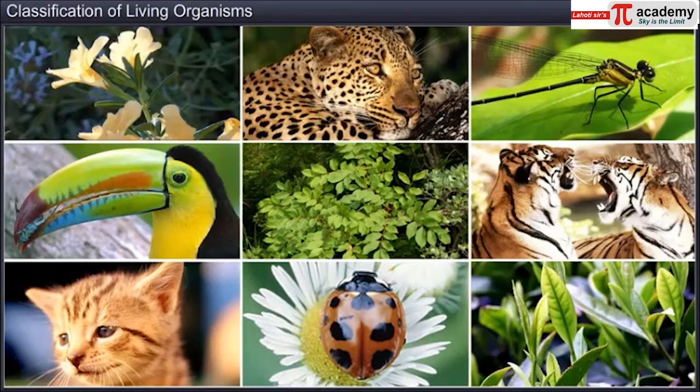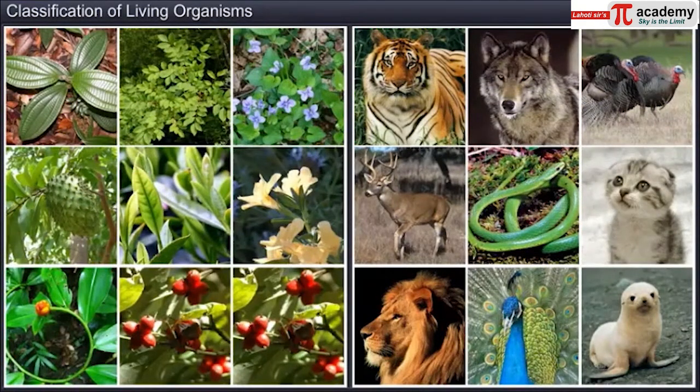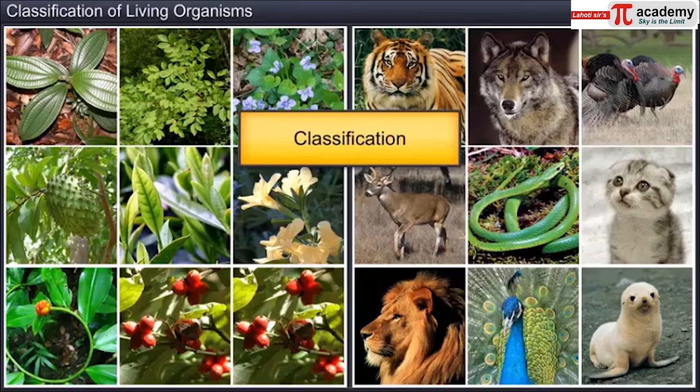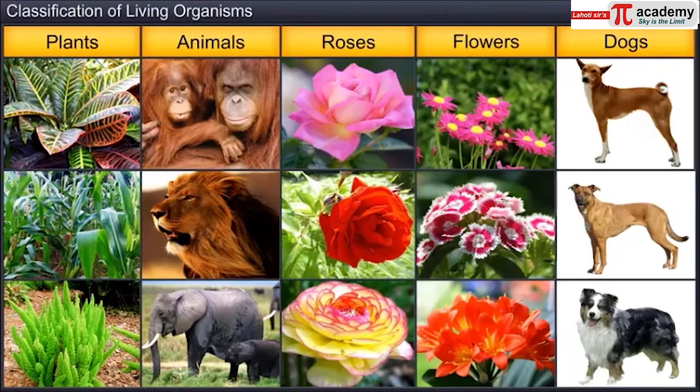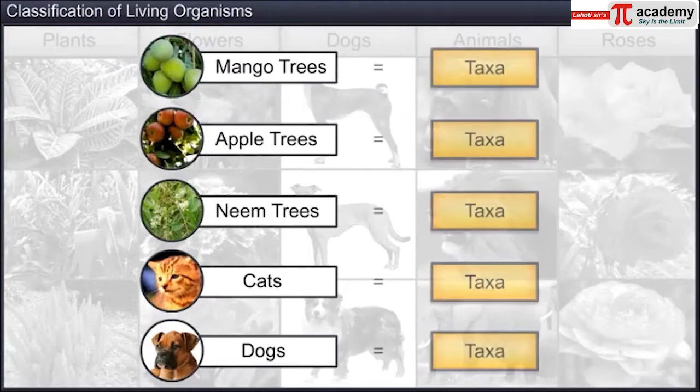Apart from assigning scientific names to living organisms, they must be aptly organized for easy study. The process of grouping anything into convenient categories based on easily observable characters is known as classification. For example, plants, animals, roses, flowers, and dogs are groups that we can easily recognize. Each group has specific characteristics and are convenient categories that help us to study organisms. The scientific term given for these categories is taxa.